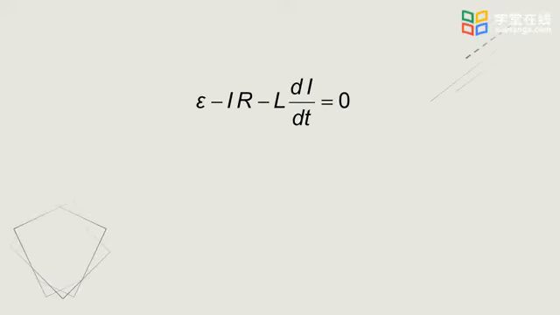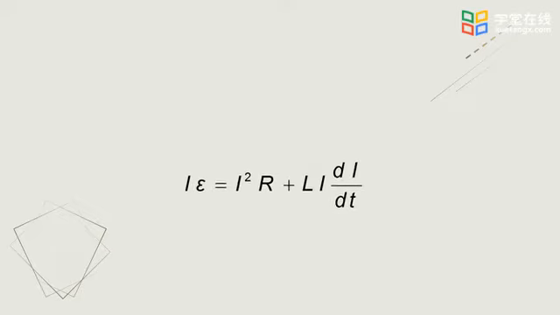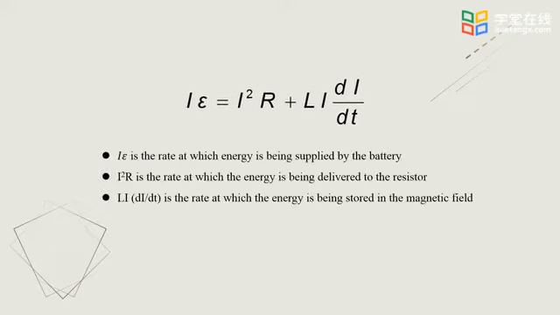We multiply each term of both sides of this equation by the current I and rearrange the expression, and we have this one. Let's see the physical meaning of each term in this equation. I epsilon represents the rate at which energy is supplied by the battery. I squared R is the rate at which energy is stored in the resistor. L I dI/dt is the rate at which energy is stored in the inductor. In other words, this term represents the rate at which energy is stored in the magnetic field.